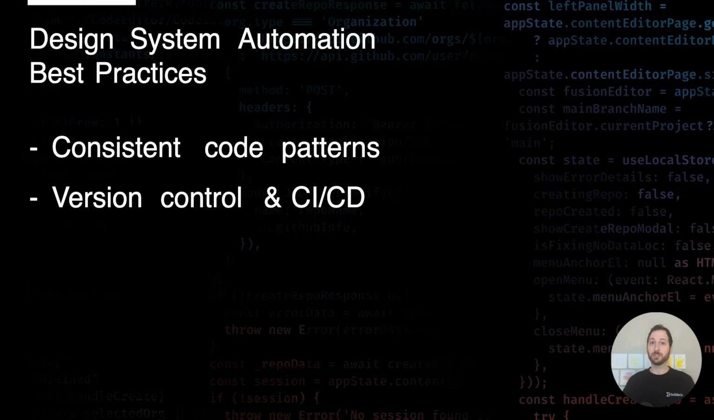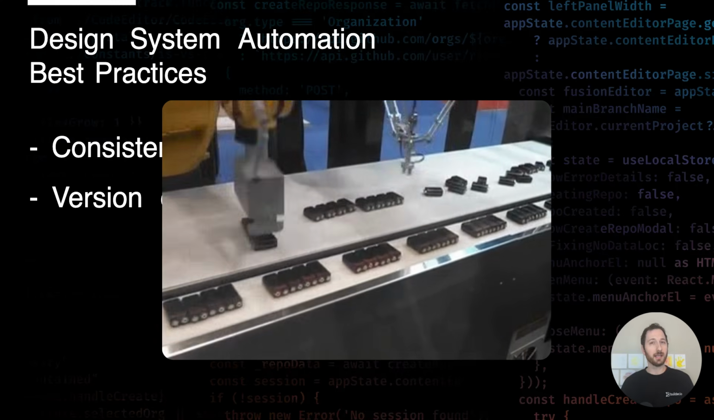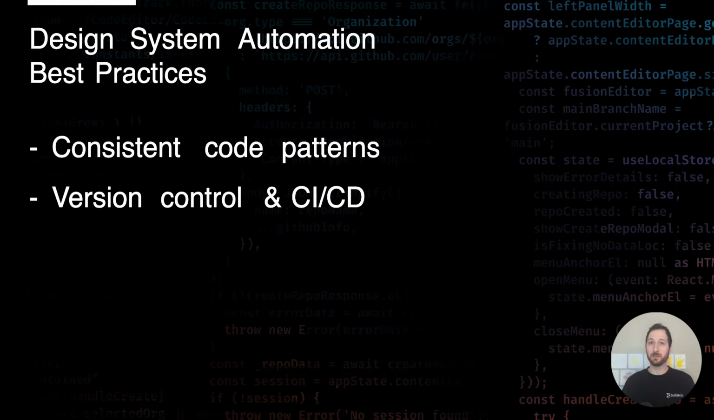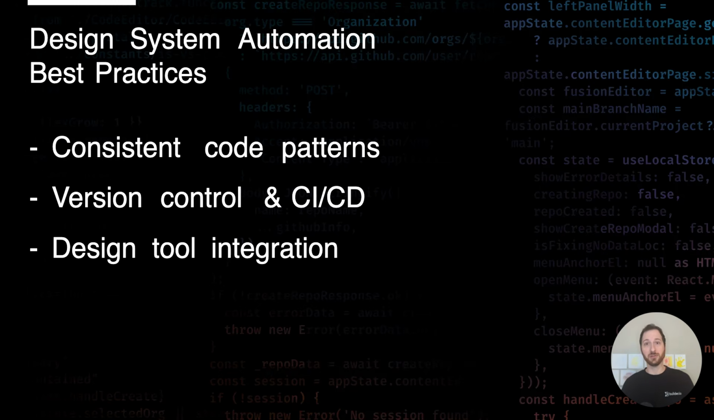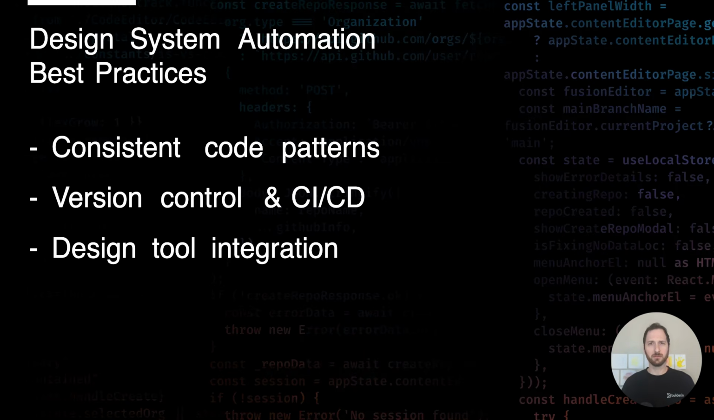Second, version control and testing. Git, automated tests, and a CI/CD pipeline are non-negotiable. AI makes changes quickly. You'll want safety nets. Next, design tool integration. For Figma-to-code workflows, you need an actual connection, token exports, plugins like Builder, or API integrations.